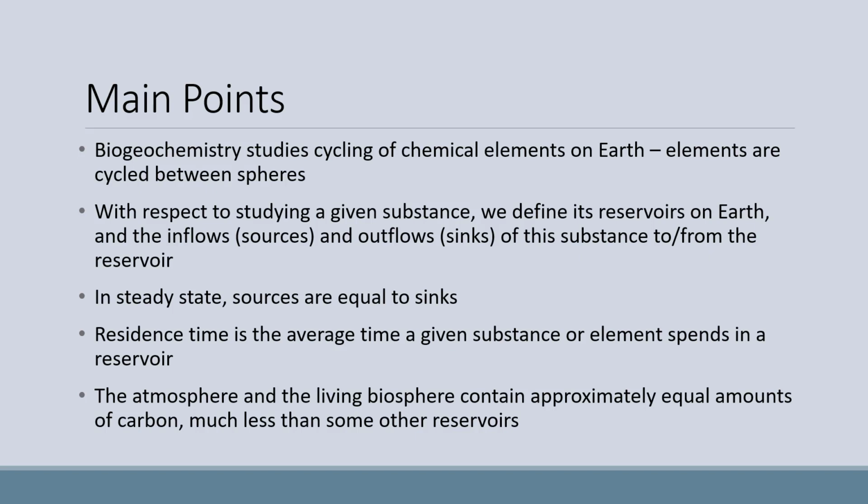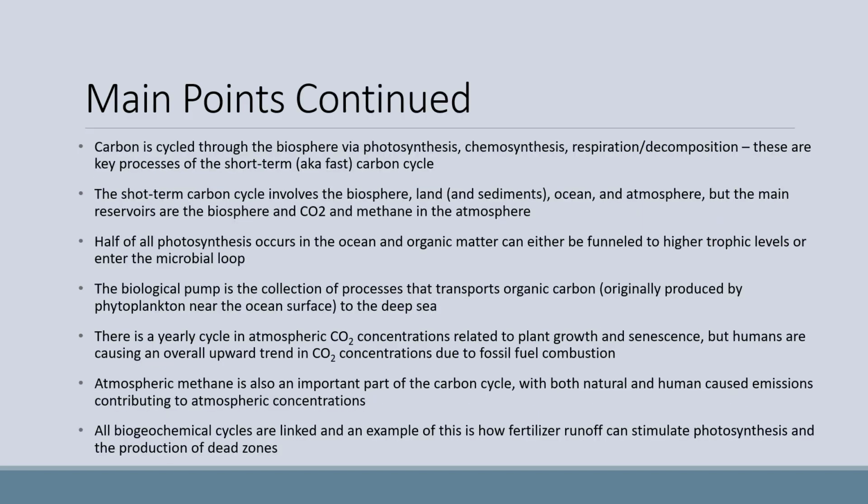The atmosphere and the living biosphere contain approximately equal amounts of carbon, much less than some other reservoirs. Carbon is cycled through the biosphere via photosynthesis, chemosynthesis, and respiration and decomposition. These are key processes of the short-term, also known as the fast, carbon cycle. The short-term carbon cycle involves the biosphere, land and sediments, ocean, and the atmosphere, but the main reservoirs are the biosphere and CO2 and methane in the atmosphere.